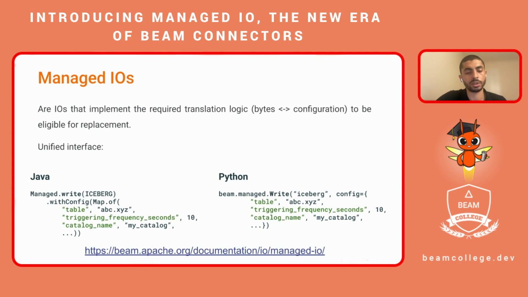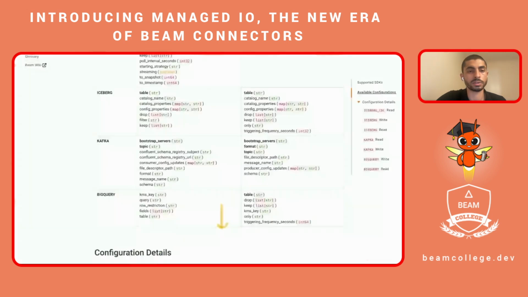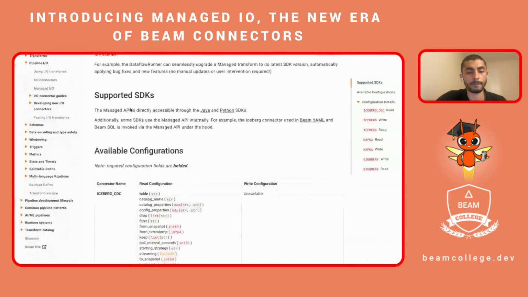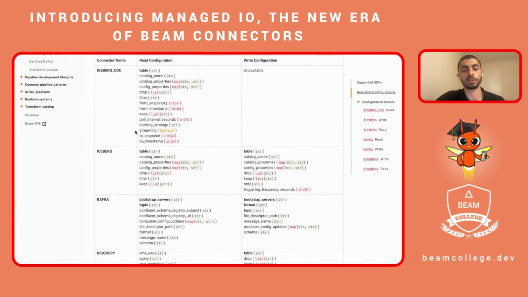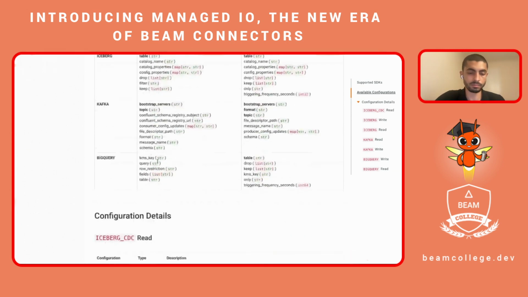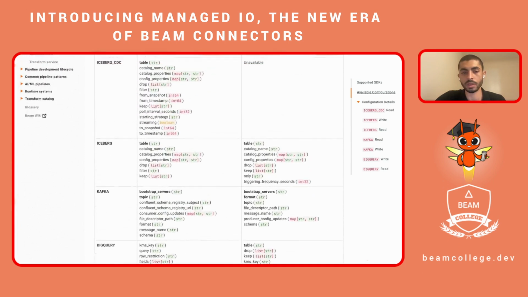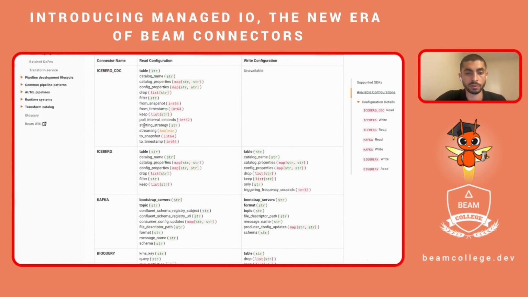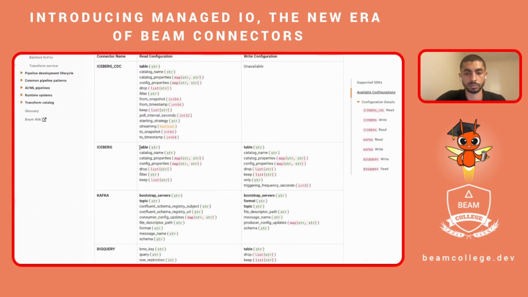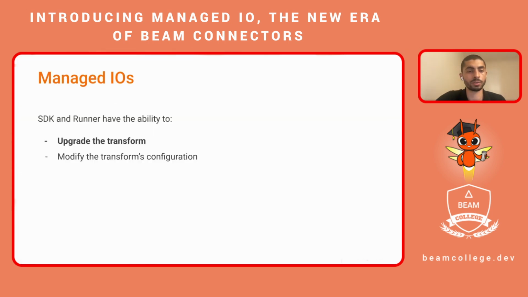And so if you look at this page over here, you will see a centralized place for all the configurations that you can use for each IO, and some descriptions and typing and so on. And as I mentioned, all of these are consistent for both Java and Python. Okay, so now we'll get into how the logic for upgrading works.